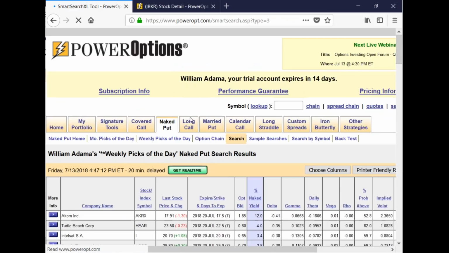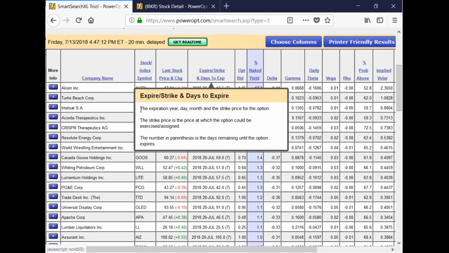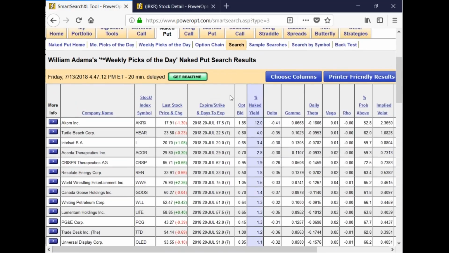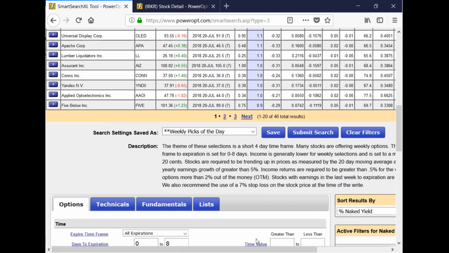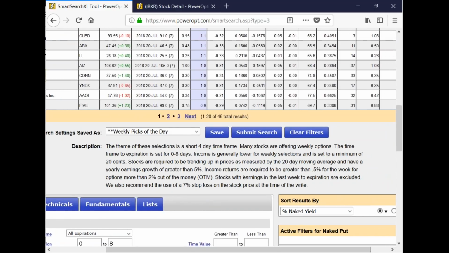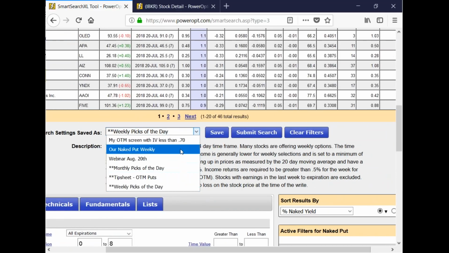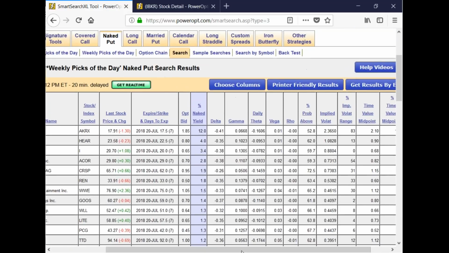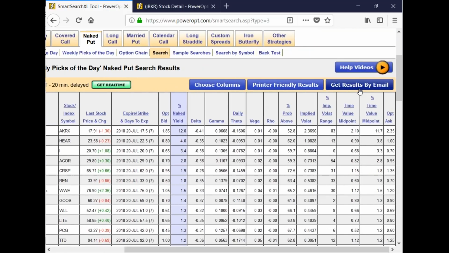So we have the weekly picks of the day here. But the customer went into the main search for weekly picks of the day, and what he had done, he has about 6 or 7 other Naked Put searches created on his account. And of course, what he has done is selected to get those results by email.